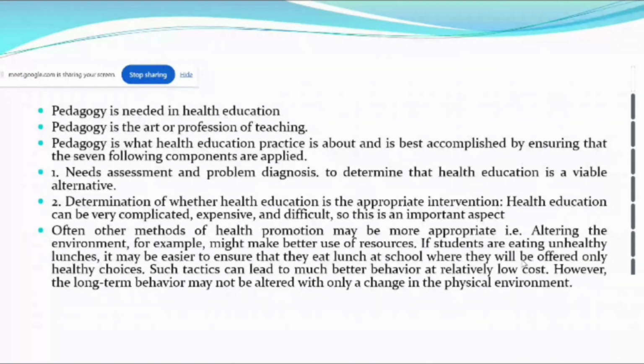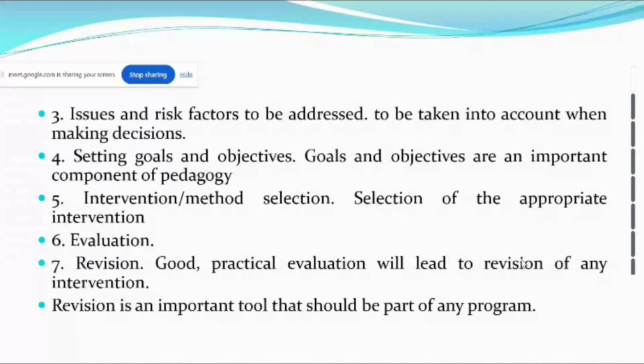Now, you've looked at the problem, you've looked at what the people need. You ask yourself, what strategy? Among the many strategies, health education is one of them. But when we say determine whether it's the appropriate intervention, it means universally of choice. 3, issues and risk factors to be addressed. If we are looking at diarrheal diseases, what are the issues? What are the risk factors that contribute to it?